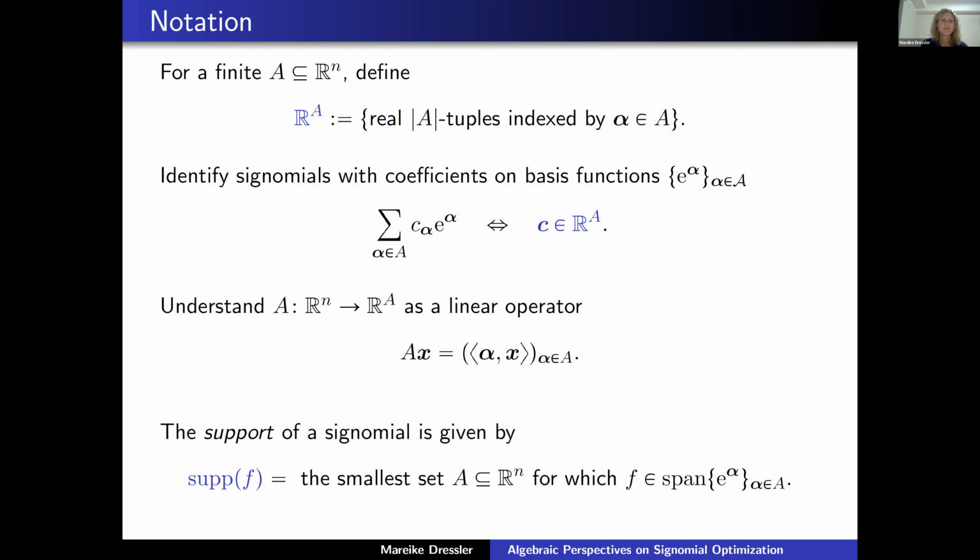And the last piece of notation is the support of a signomial. This is denoted as supp f, and this is just the smallest set A for which f is in the span of these basis functions where the exponents are in this set A. So I guess your usual understanding of support.